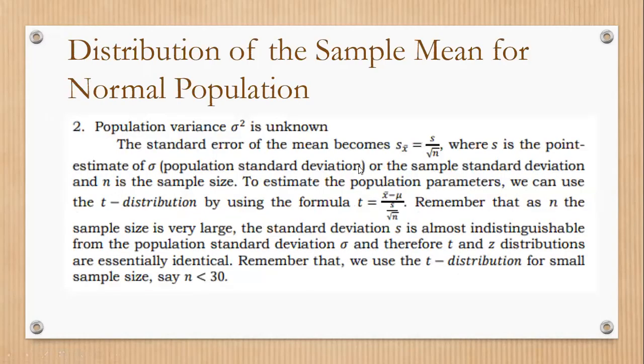The population variance is unknown. Kailan naman daw siya unknown? So the standard error of the mean becomes this one. So ito yung magiging formula naman natin, where S is the point estimate of sigma, which is the population standard deviation, or the sample standard deviation, and n is the sample size. So if this will be the case, and n is less than 30, then the population variance must be paired with the t distribution. Okay? And this is our formula. And the t distribution will be discussed by next week, I think. Ano po? So next week pa lang.